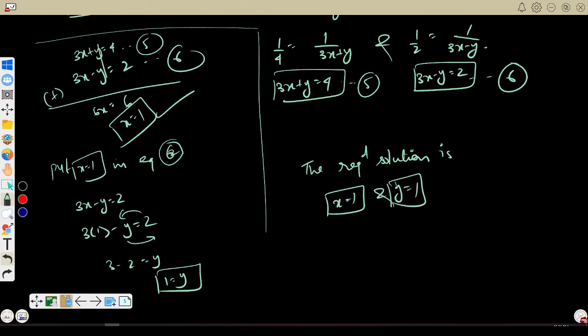So this was all about practice set 1.4, in which you had nonlinear equations. We have looked at how to convert a nonlinear equation into a linear equation, and the method is the same. If they are asking you to find the solution, it is nothing but finding the value of x and y. So I hope this is clear to you.